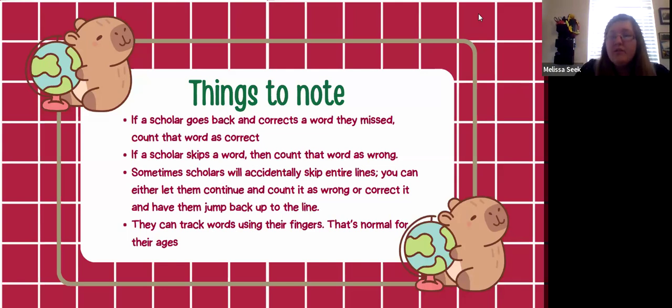If they can track words using their fingers. So if they need to kind of, the dog went to the, that is completely normal for their age, especially as they're building up their reading skills.